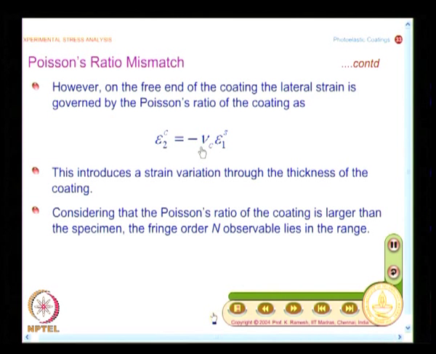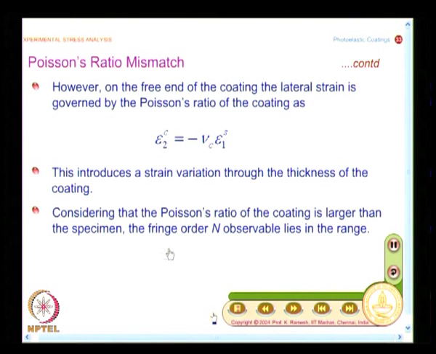The other aspect is when I have free edges, there also you have to bring in the Poisson's ratio of the coating in your analysis. And people have done studies and looked at what way one has to consider this, in which region Poisson's ratio is important, and for all this we have also seen from the material property that Poisson's ratio of the photoelastic material is in general larger than the specimen material, if you are looking at metallic specimens.